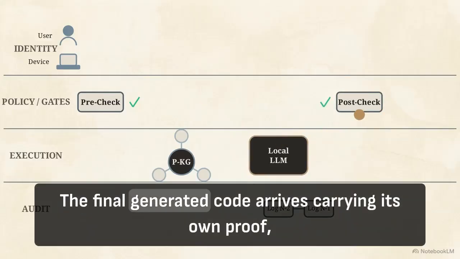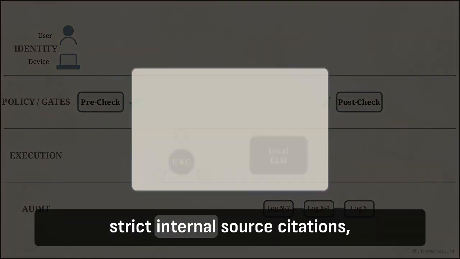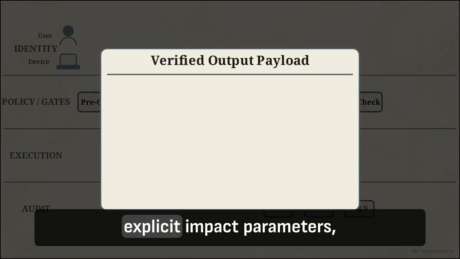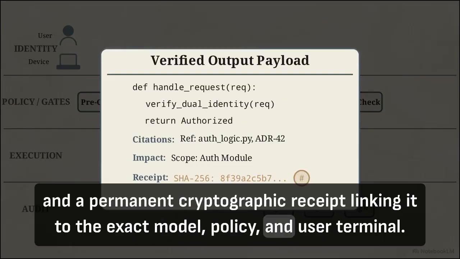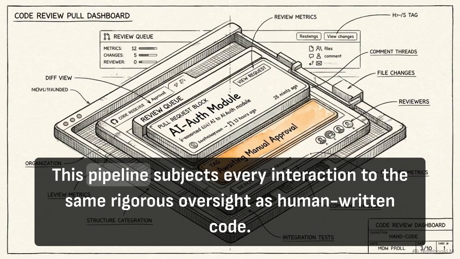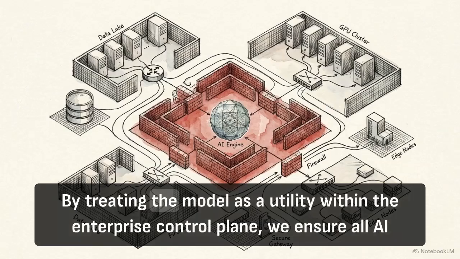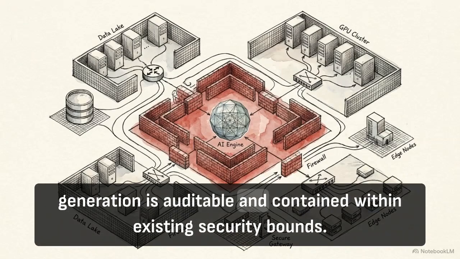The final generated code arrives carrying its own proof: strict internal source citations, explicit impact parameters, and a permanent cryptographic receipt linking it to the exact model, policy, and user terminal. This pipeline subjects every interaction to the same rigorous oversight as human-written code. By treating the model as a utility within the enterprise control plane, we ensure all AI generation is auditable and contained within existing security bounds.